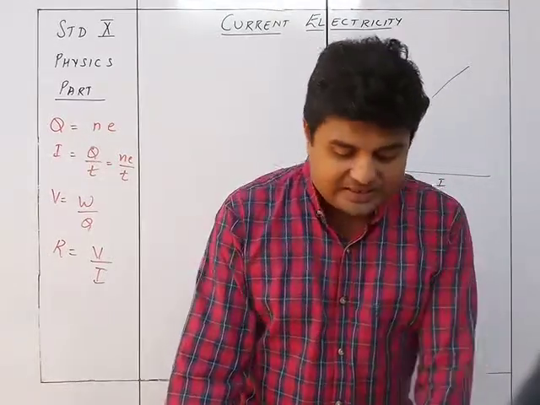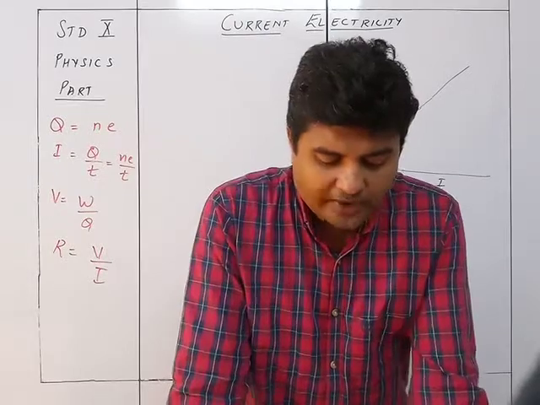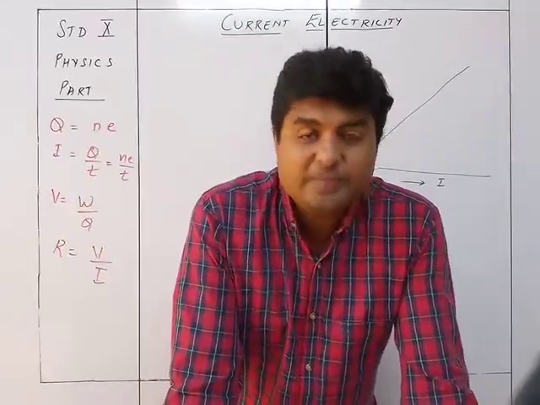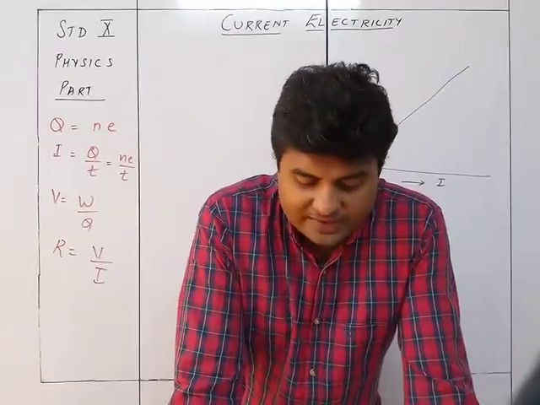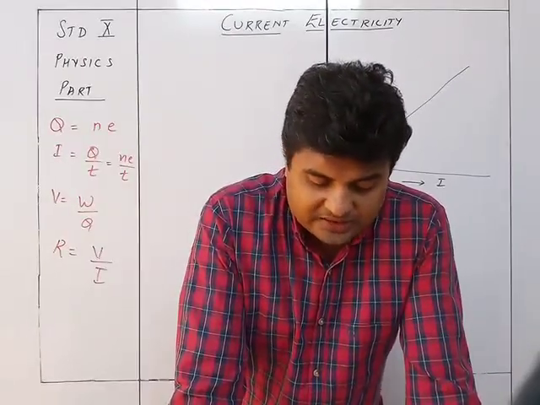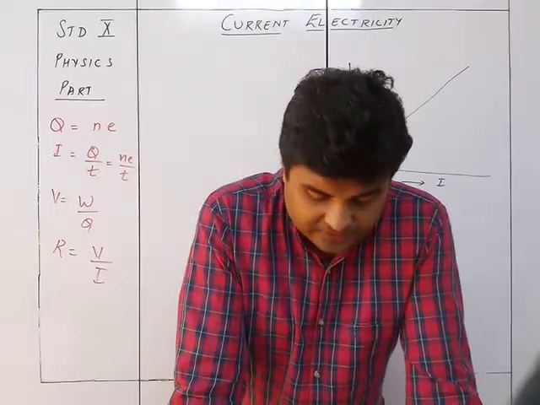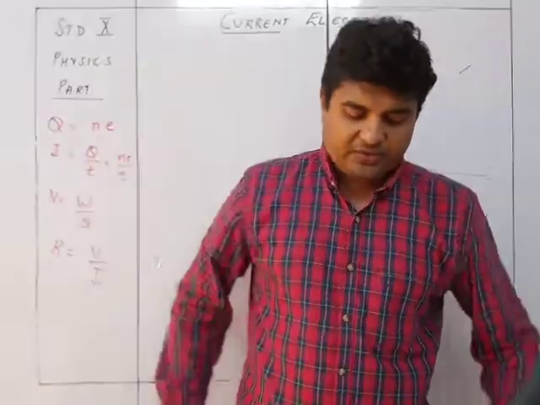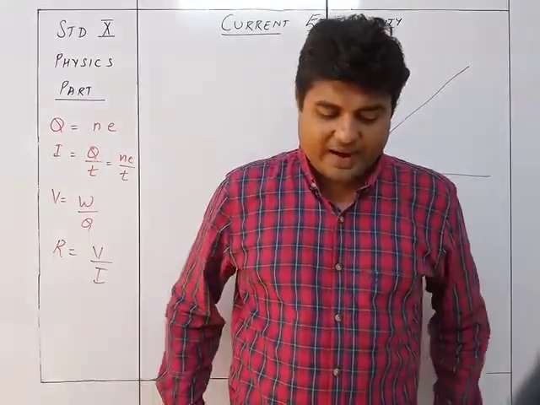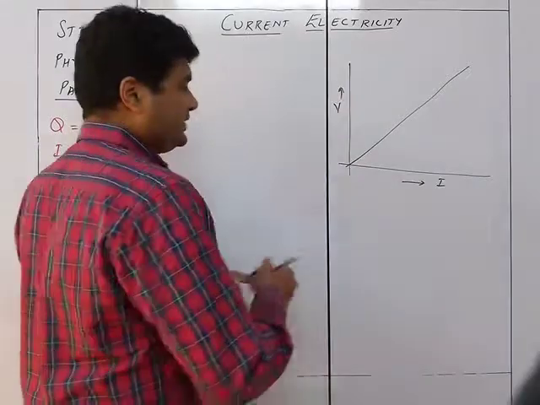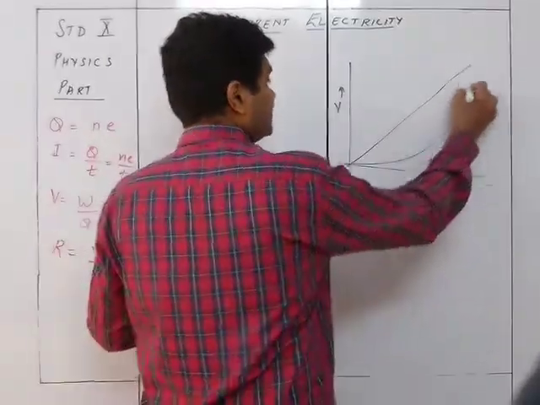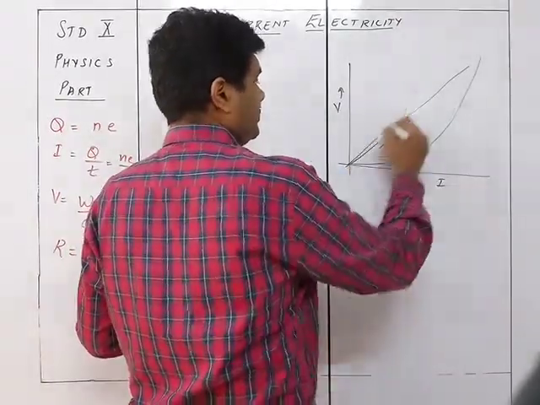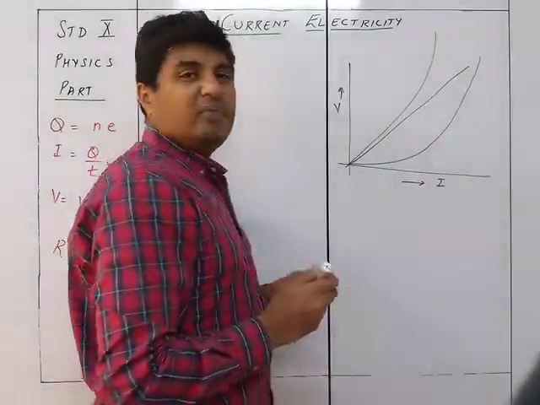Non-ohmic resistance: the conductors which do not obey Ohm's law are called non-ohmic resistors or non-linear resistances. Examples are LED, solar cells, junction diode, transistor, filaments of a bulb, etc. For these conductors, the graph plotted of the potential difference V against I is not a straight line, but it is a curve. So in this case, it will be a curve like this, or it could be a curve like this also. It's not necessary; it could be like this also. But basically, it will be a curve.